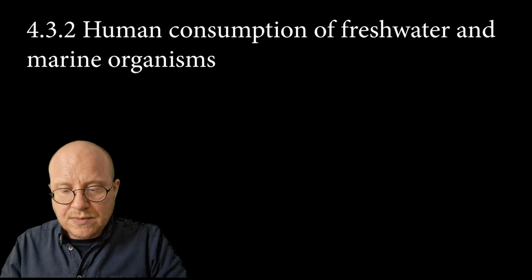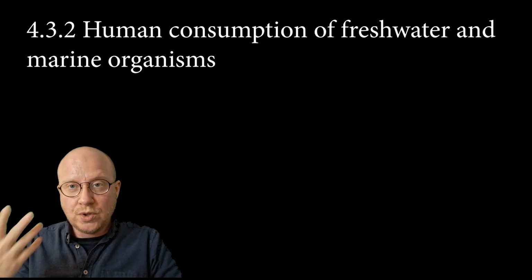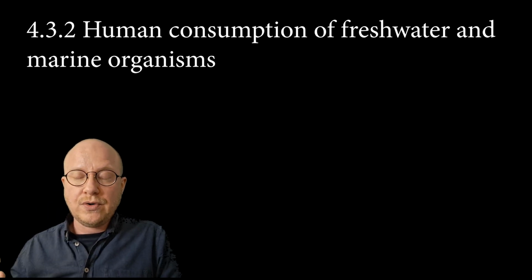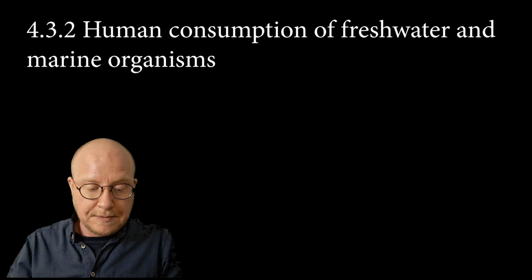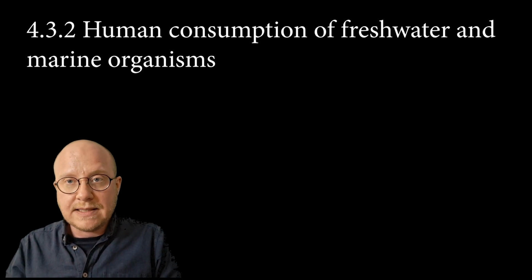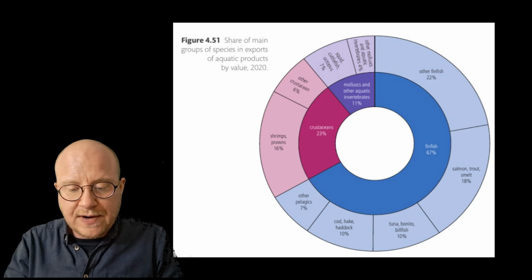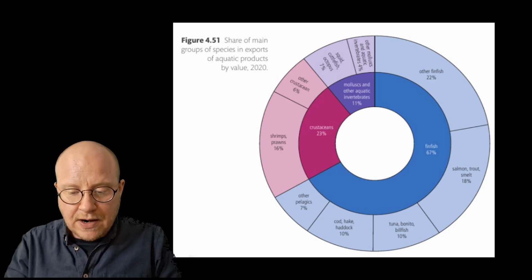4.3.2 Human consumption of fresh water and marine organisms. So consumption, that means eating or using in some way, like for tools or clothing or toys, whatever. Fauna, that means animals. Humans consume organisms from freshwater and marine environments.